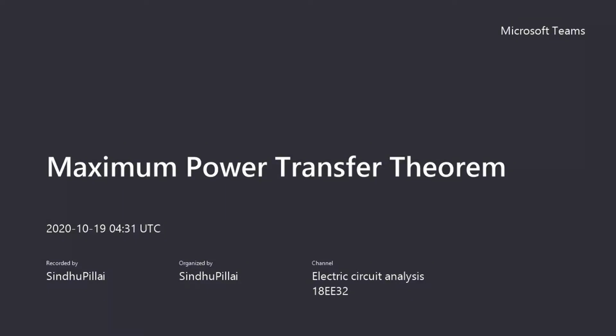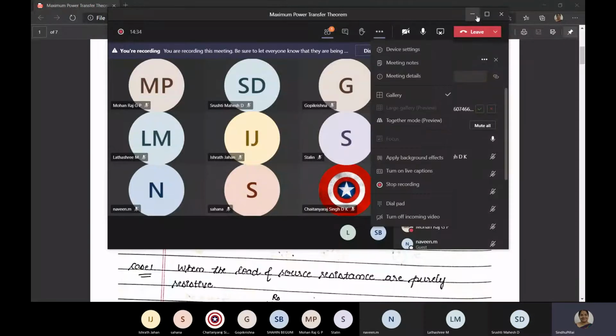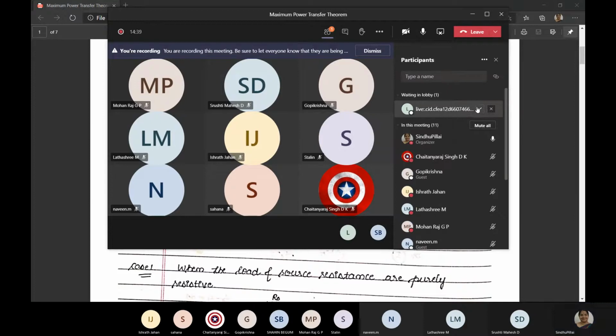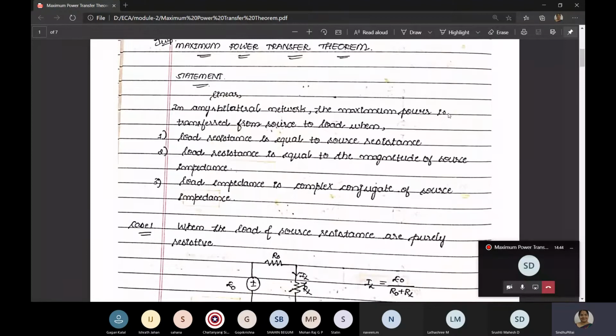What is Thevenin's and Norton's theorem. We'll move on to the last theorem of this module, that is the maximum power transfer theorem. In the maximum power transfer theorem, first we'll see the statement of it.